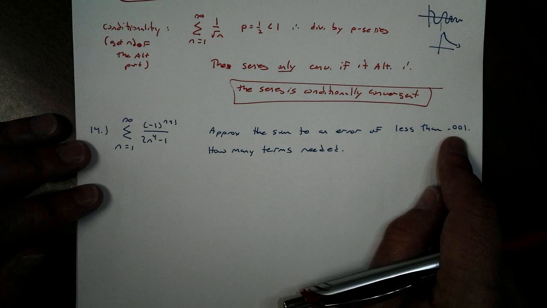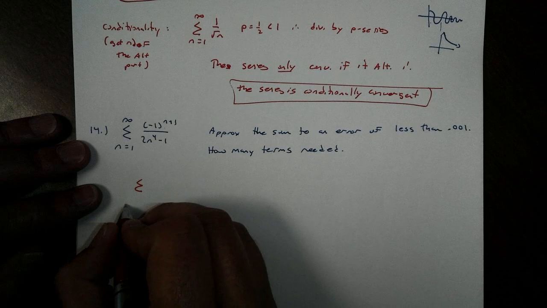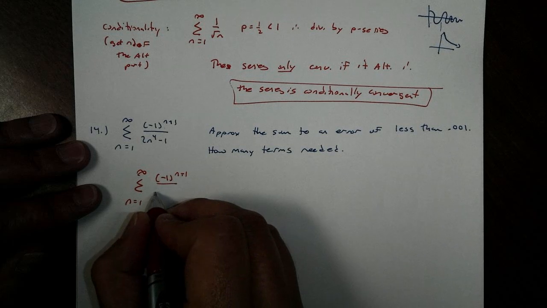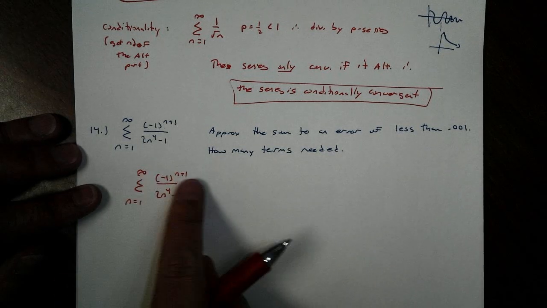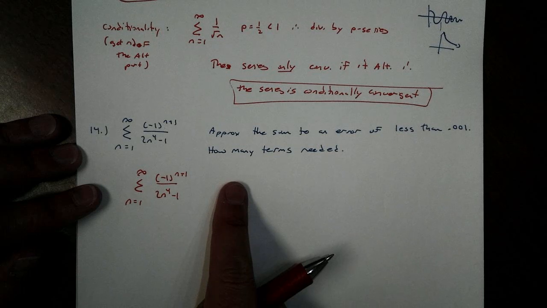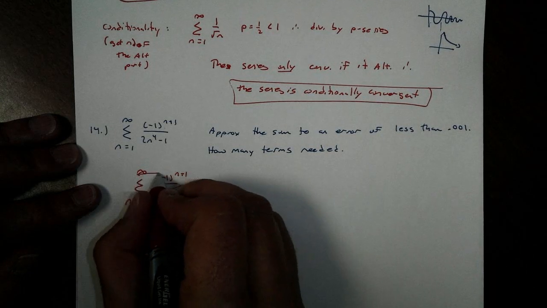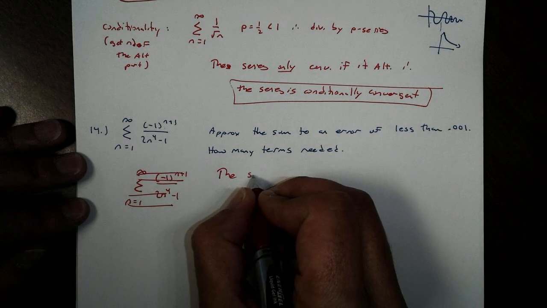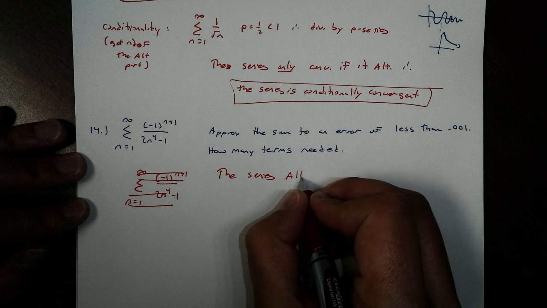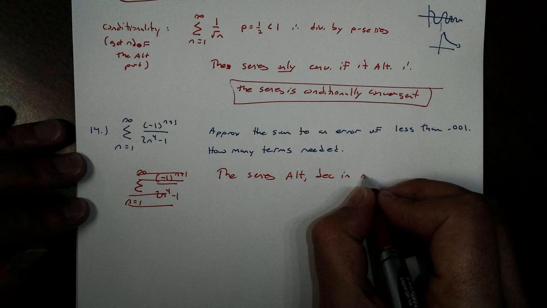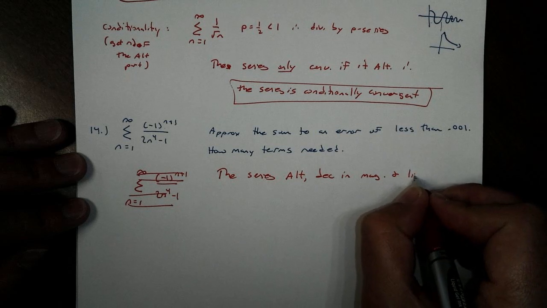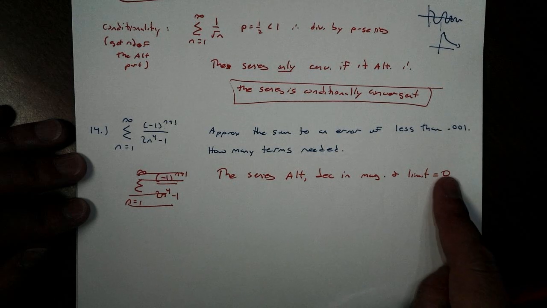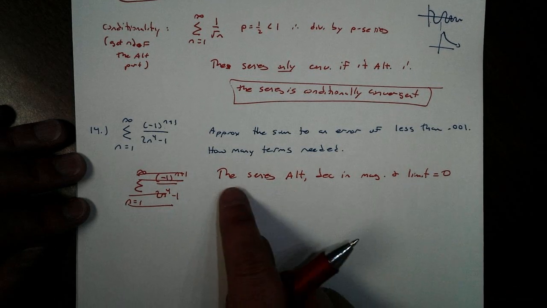There are a couple ways to do this. So I can go ahead and list out the series. N equals 1 to infinity, negative 1 to the n plus 1 over 2n to the 4th minus 1. Now before I begin, I should say my rule, because this is an alternating series. The series alternates, decreases in magnitude, and the limit equals 0. So what this is saying is we're going to use the alternating series remainder.